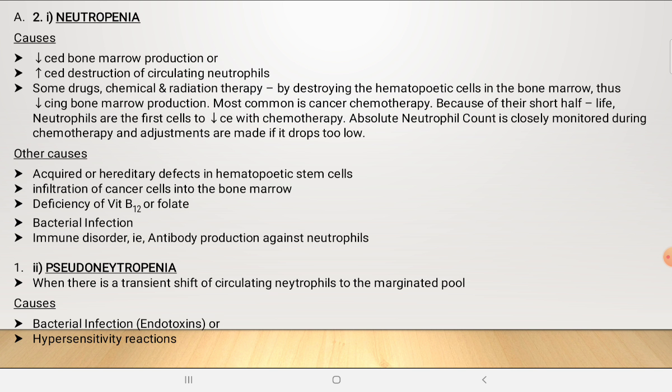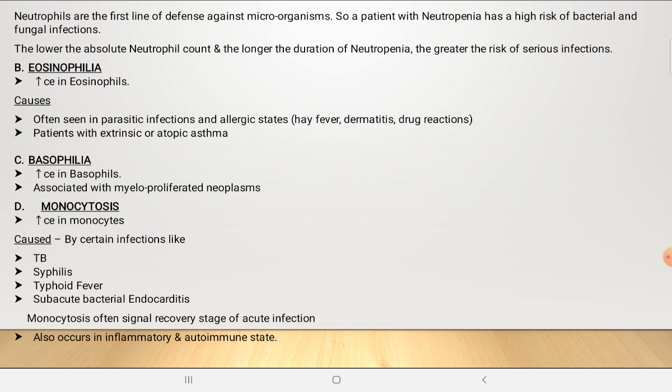Causes: bacterial infection or hypersensitivity reaction. Neutrophils are the first line of defense against microorganisms. So a patient with neutropenia has a high risk of bacterial and fungal infection. The lower the absolute neutrophil count and the longer the duration of neutropenia, the greater the risk of serious infections.